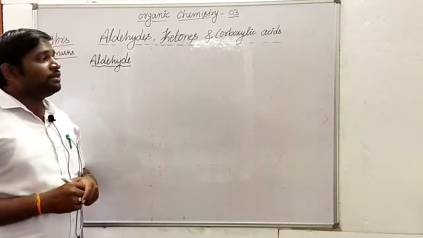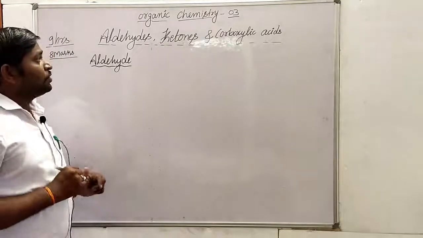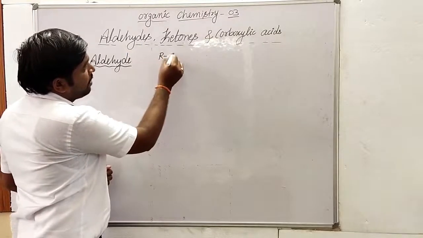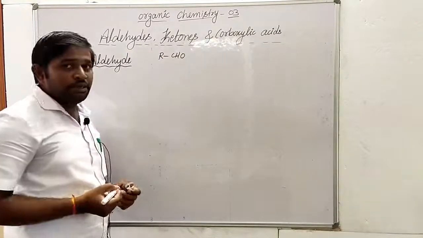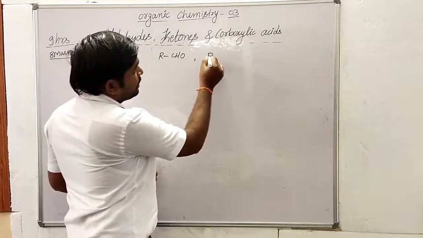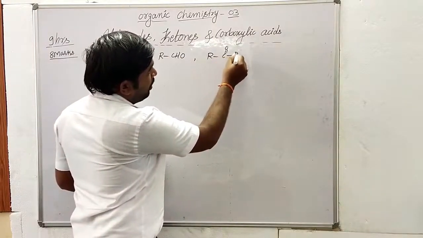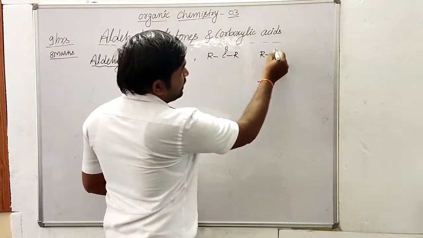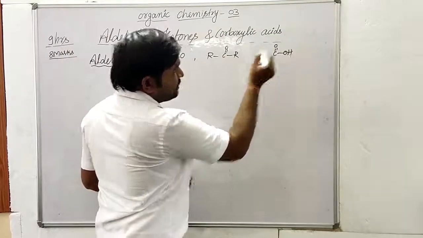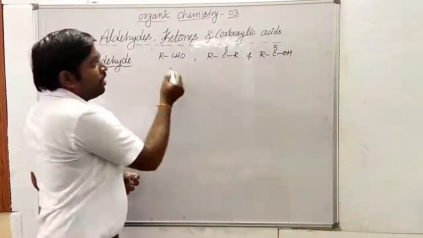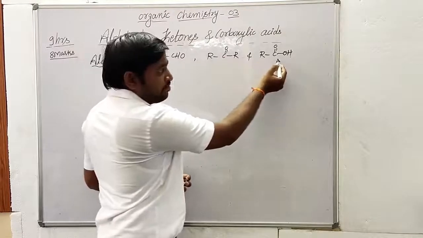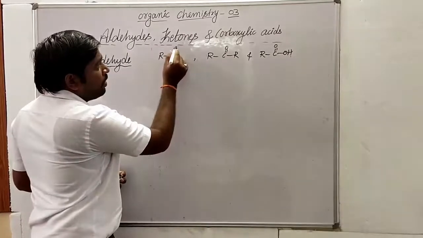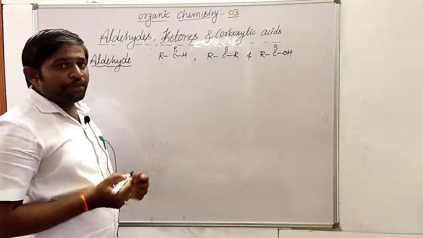So how will you write the functional groups of these organic compounds? They can be written as follows. Aldehyde is RCHO. Next, ketone. Ketone is R-C double bond O-R. This is nothing but the ketone functional group. Next, carboxylic acid, that is R-C double bond O-OH. This is nothing but carboxylic acids. So aldehyde, ketone and carboxylic acid. Here we are observing the functional groups of aldehyde, ketone and carboxylic acid.